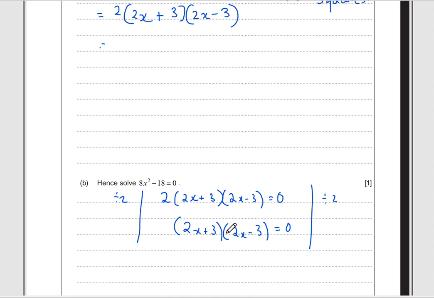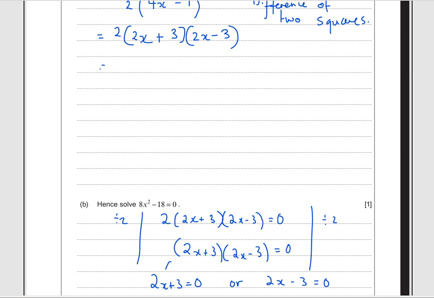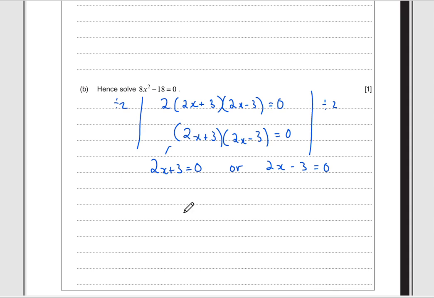In order for this to be equal to 0, we're either going to have the first bracket, 2x plus 3, equal to 0, or 2x minus 3 equal to 0. If we solve both of these individually, we should find the values. So 2x is equal to minus 3, and x is equal to minus 3 over 2. You can write it as a decimal if you want, it doesn't matter. Or 2x is equal to 3, and x is equal to 3 over 2, or 1.5.